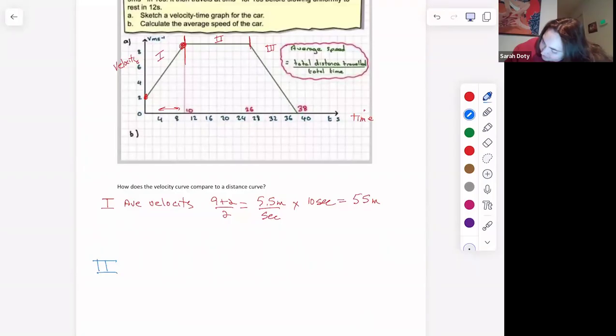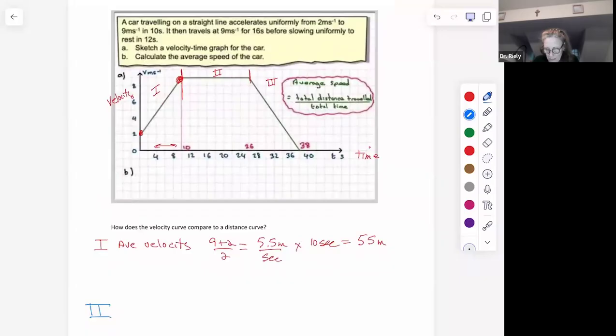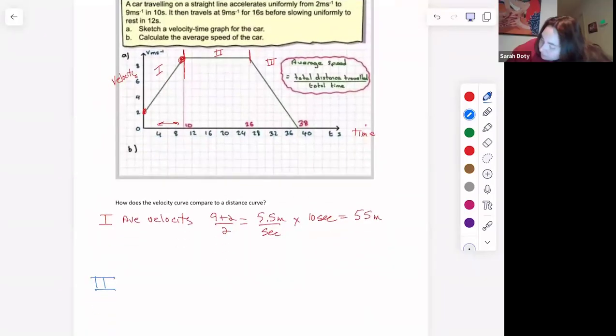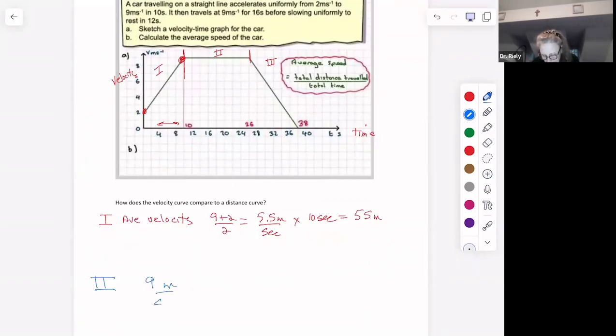Drinking water. So the second one, it's a flat curve, so that means that the velocity is always constant. And so that makes it easier because the velocity is just 9 meters per second. And I can see if I do the math, they were doing it from 26 to 10. So that difference is going to be 16. So that's going to give me 144 meters during that window.